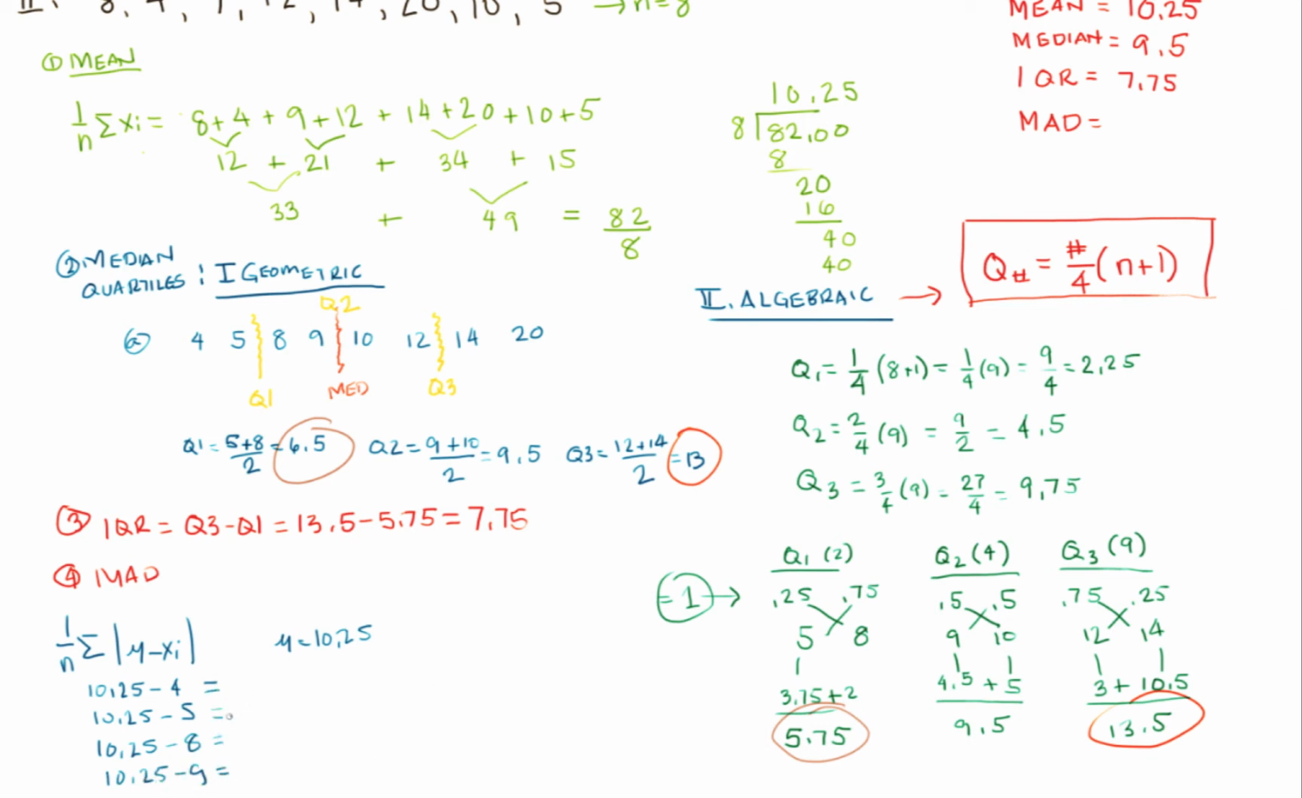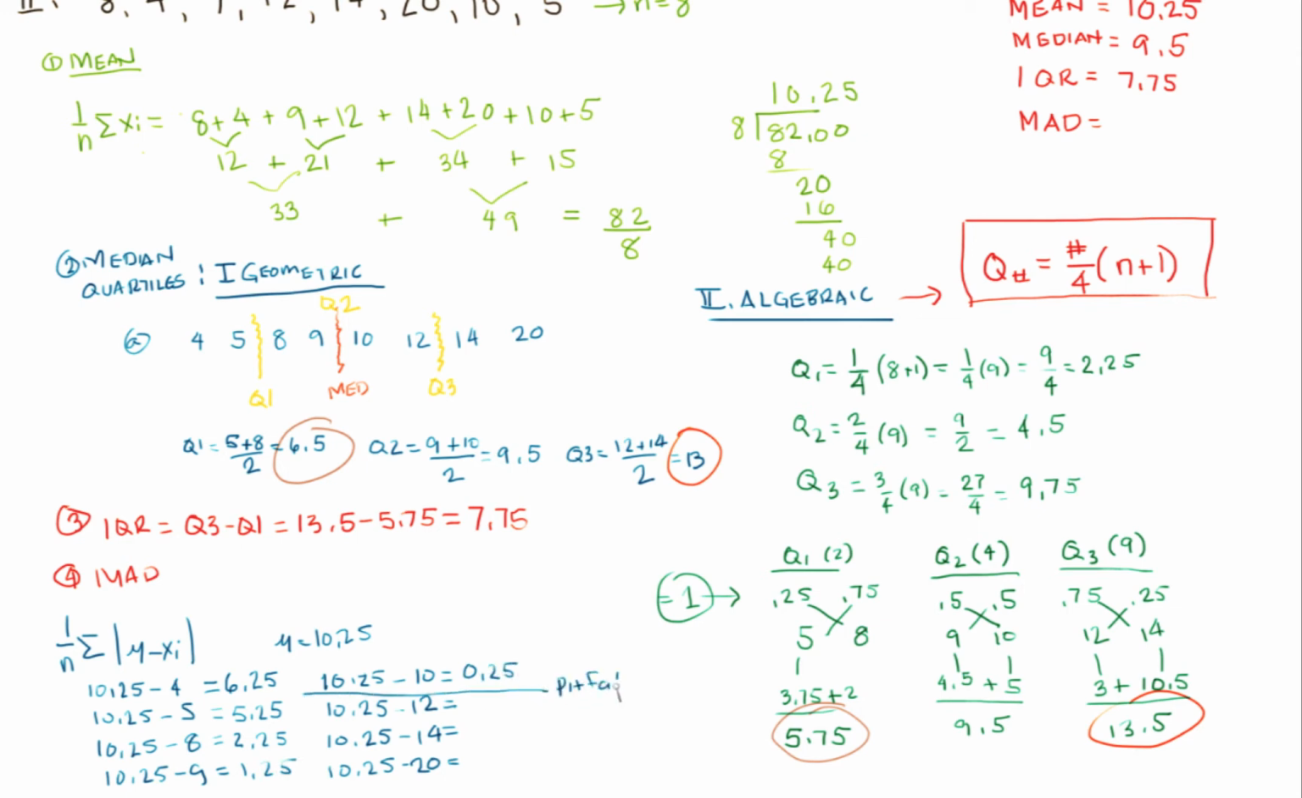Okay, and then we set up the subtractions from 10.25. For our first one, we got 6.25, and then this should be 5.25, 2.25, and 1.25. This is 0.25.